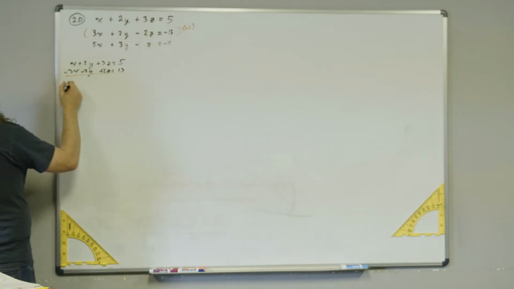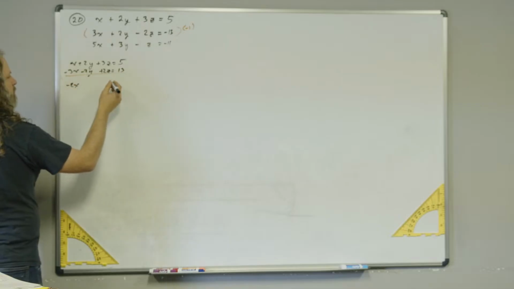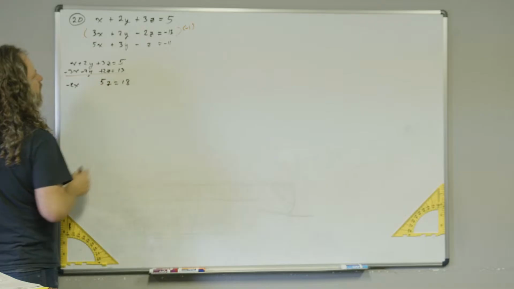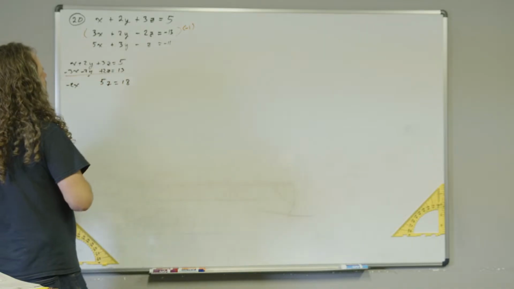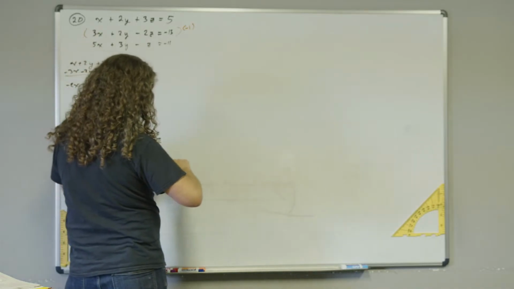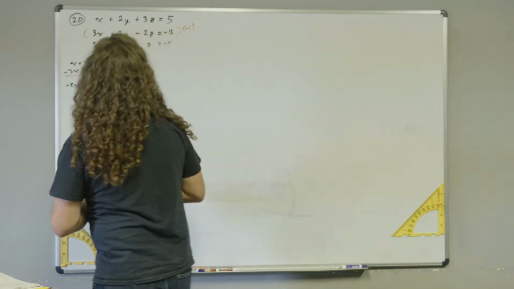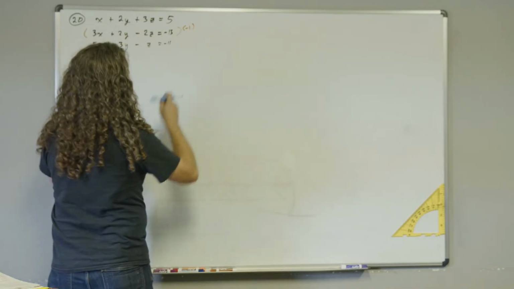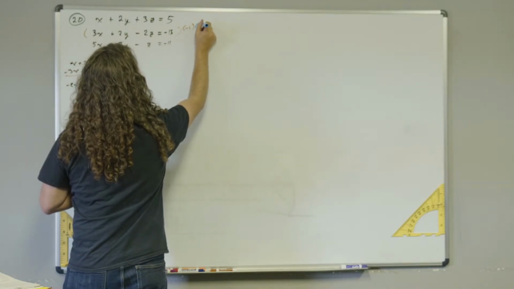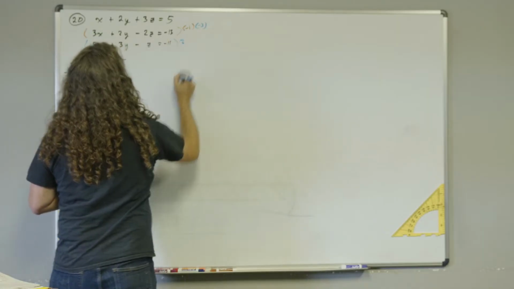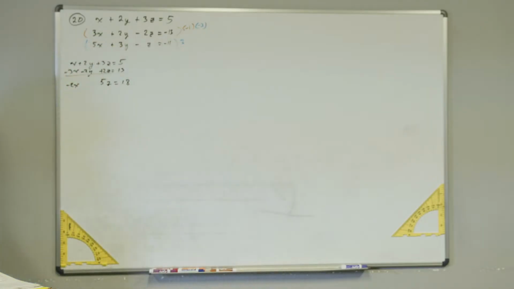X minus 3x is negative 2x. That goes away. 5z equals 18. Great. Then let's multiply this times negative 3. And this one times 2. Does that seem reasonable? Any questions so far? How are we doing?